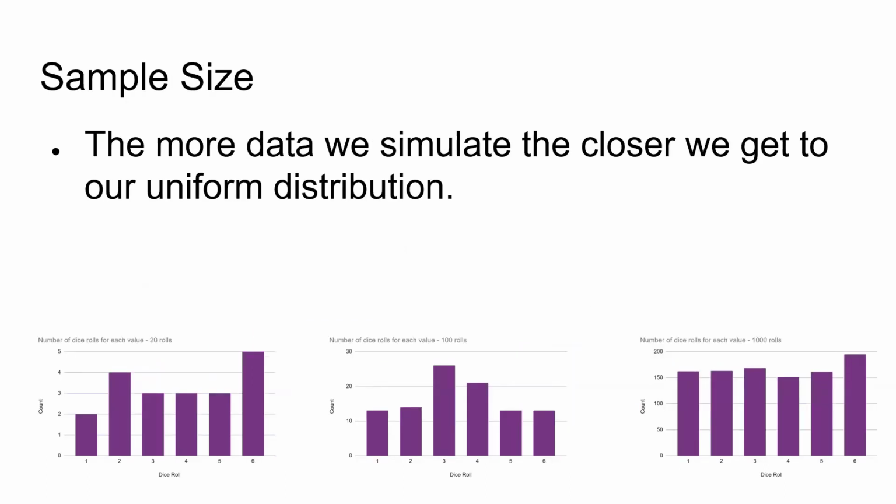We also find that the more values we synthesize or sample, the closer we get to that underlying relationship. Here we've got 3 graphs showing what happened when I only rolled the dice 20 times, 100 times, and 1,000 times. You can see generally we're getting closer to that uniform distribution, but there's still a while to go before we make it look negligible.